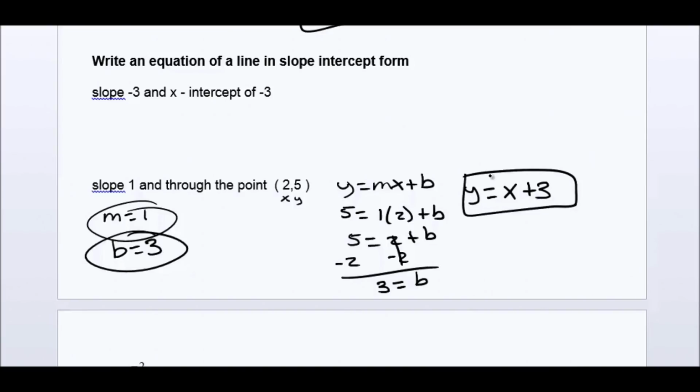And we are finished. This is writing equations in slope-intercept form.